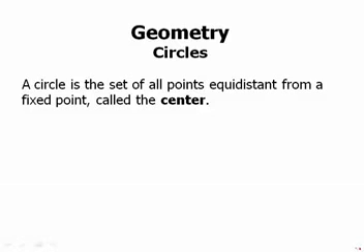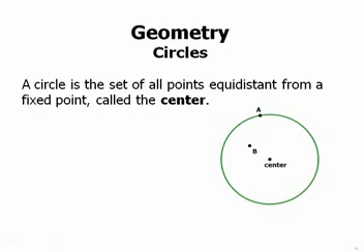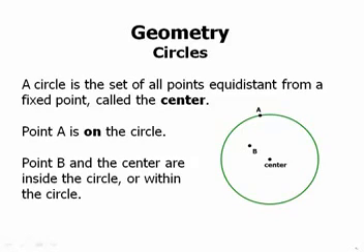Now we can talk about circles. A circle is a set of all points equidistant from a fixed point called the center. So here's an example of a circle. Point A is on the circle. Point B and the center are inside the circle or within the circle. So it's very important to understand the distinction of on the circle versus inside the circle.